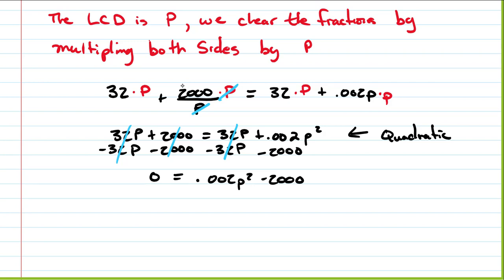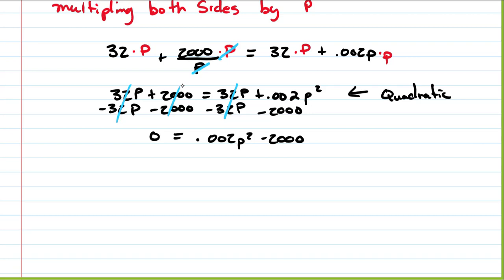There are a few different ways that we can do this. We notice that all of the p's reduced out, so we could use the square root principle. You could use the quadratic formula, and if you really want to, you could also try to factor it. All of those methods would work. But since we have no p term, just a p squared, we can use the square root principle, which will be the easiest. So we add 2,000 to both sides.